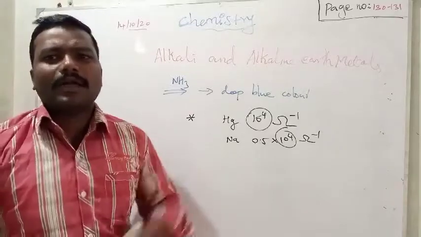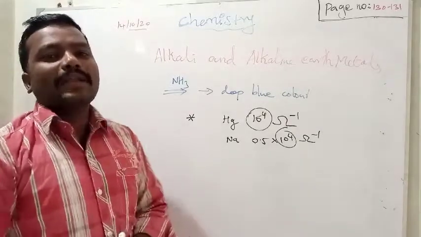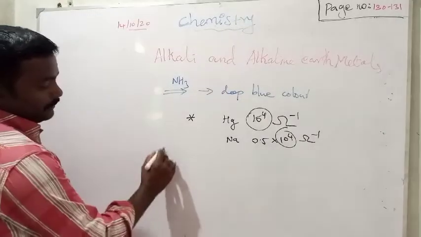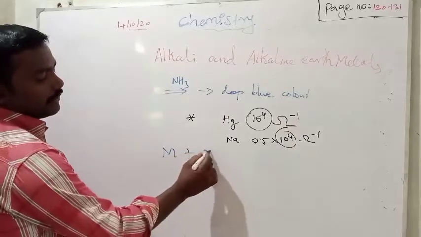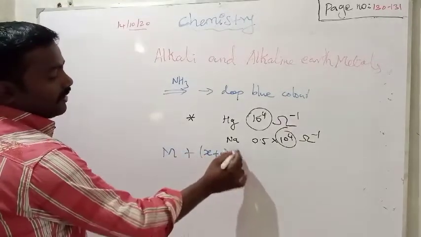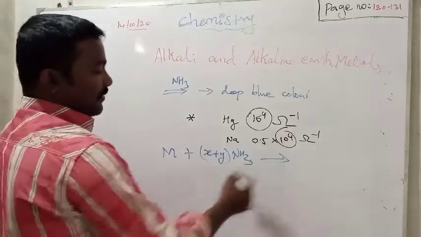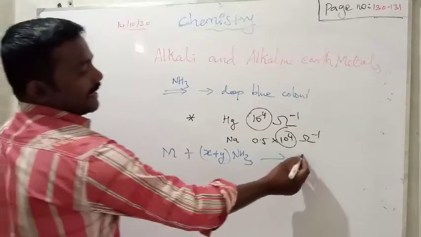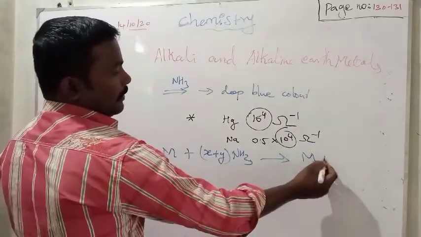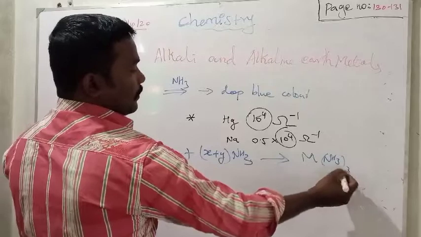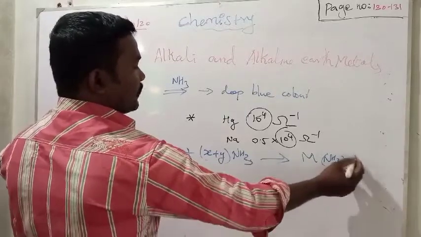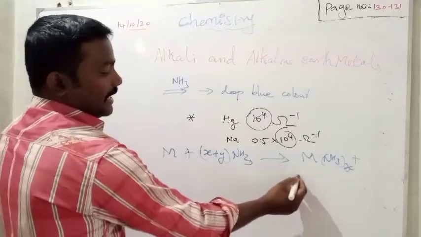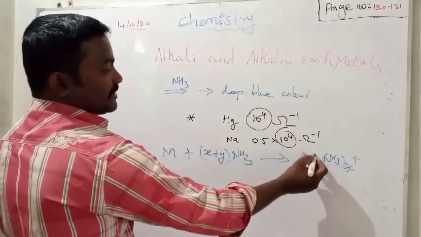What do you mean by free electron? How is the free electron formed in alkali metals? Listen carefully. When the metals are treated with ammonia solution, we need two compartments. That's why we are writing X plus Y NH3. So X amount of NH3 is added with this metal, and some amount of NH3 is going along with the electrons. Here M plus will form.